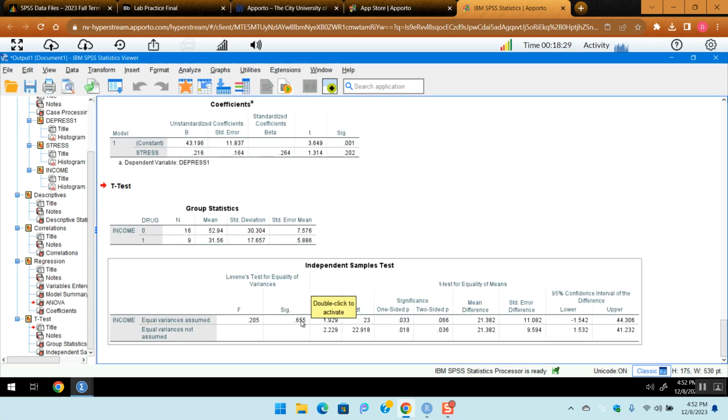Now we're going to use the top row because see how this is not significant. This is looking at the homogeneity of variance assumption. Are the variances equal? The null hypothesis here is that the variances are equal. If it's not significant, then we stick with the null hypothesis saying the variances are equal. So therefore, we're going to use this top line.